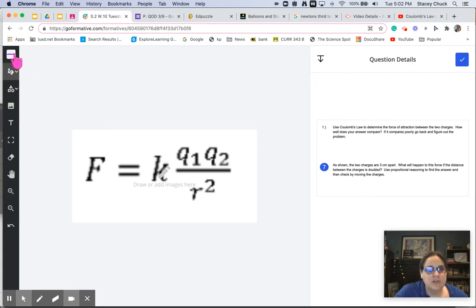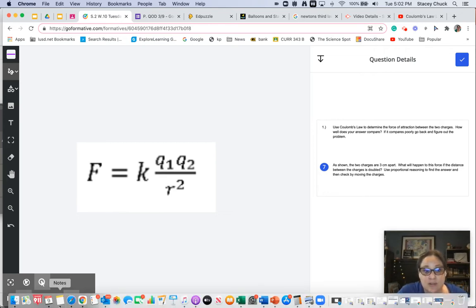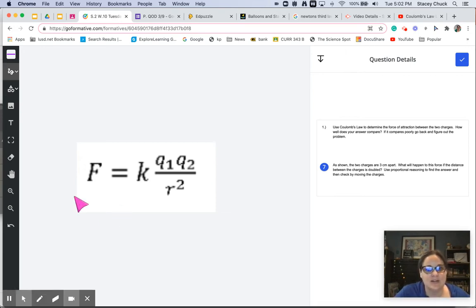So when we're looking at proportional reasoning, what we want to do is just make everything be a 1. That is the simplest way to do it. If you feel more comfortable with algebra and you want to jump into real numbers, that's your call. But I find that this way is extremely effective, especially when I need to know, does it double? Does it triple? Does it quadruple? Does it cut in half? Does it cut in fourths? Because it tells me the answer is the answer, so you don't have to do any extra things. So I'm going to just make charge 1 be 1. Charge 2 is going to be 1. Distance is going to be 1.